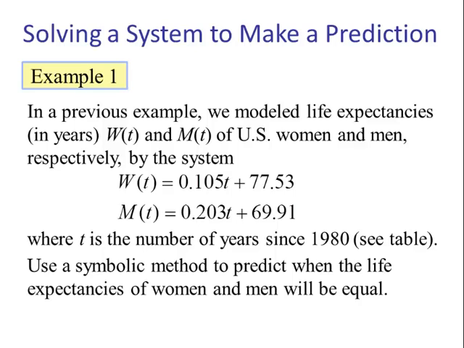Example 1. In a previous example, we modeled life expectancies measured in years, W of t and M of t, of U.S. women and men, respectively, by the system W of t equals 0.105 t plus 77.53 and M of t equals 0.203 t plus 69.91, where t is the number of years since 1980. We'll see the table on the next slide.